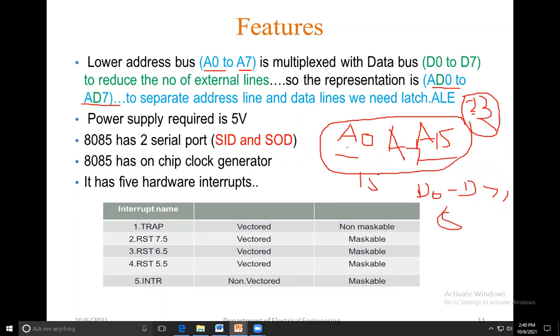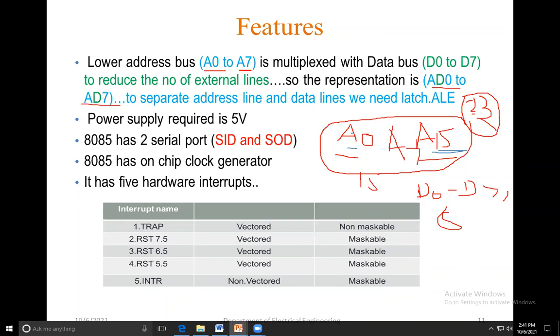We have to use A0 to A15. It acts as an address bus. Understood? So you have to multiplex a data bus and address bus. Okay, you have to multiplex a data bus and address bus. Means A0 to A15 we have to use for the data bus and address bus.